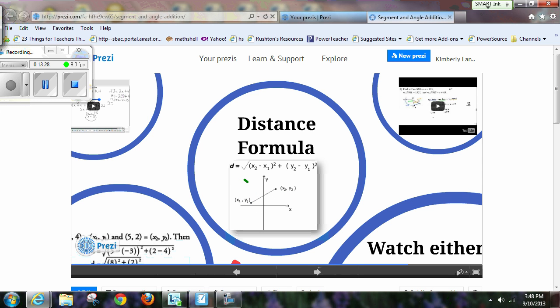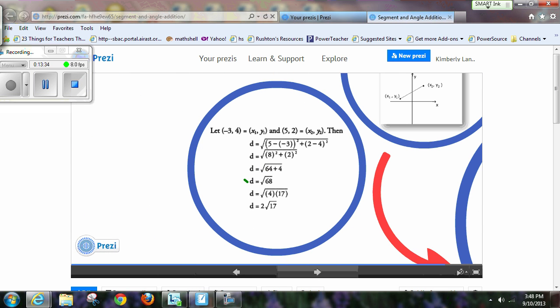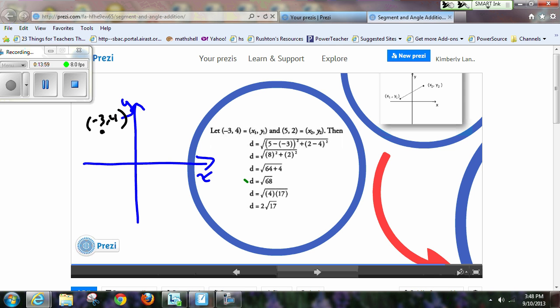Next slide. They do a problem. They said, let our first coordinate be negative 3, 4, and our second coordinate to be 5, 2. And so if you were to graph that, I would off to the side, if you wanted to graph that on an XY, just to get a visual of it, you could have plotted negative 3, 4 somewhere here. And then you can plot 5, 2 somewhere here. And when you connect those two, there is our segment right there.